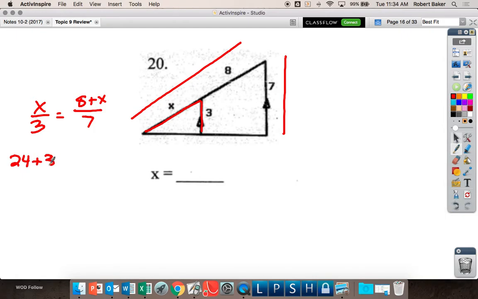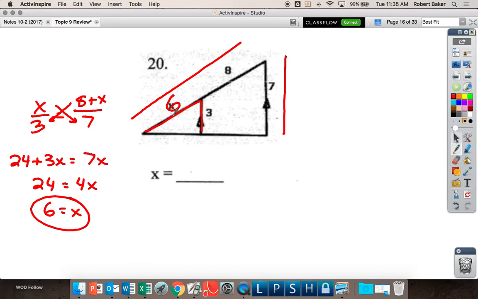24 plus 3x equals 7x. Minus 3x on both sides. You got it? But what about, would this have worked? No, it would not have.